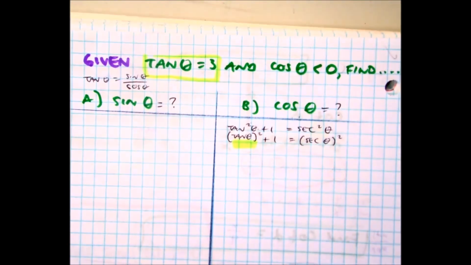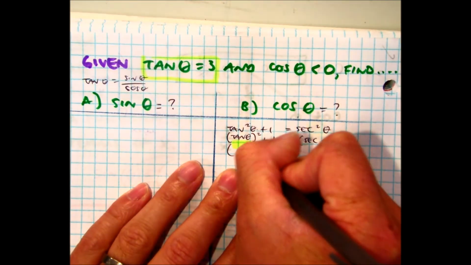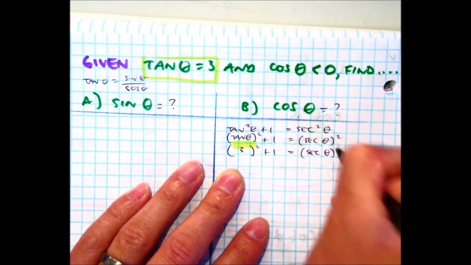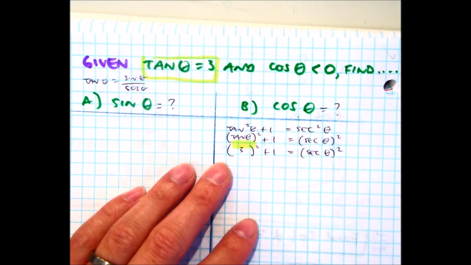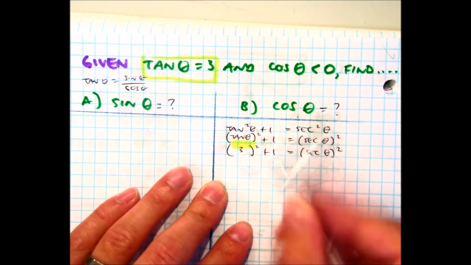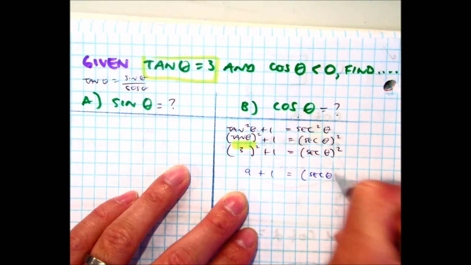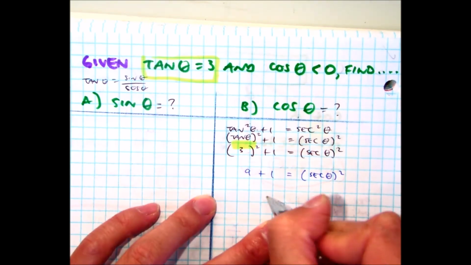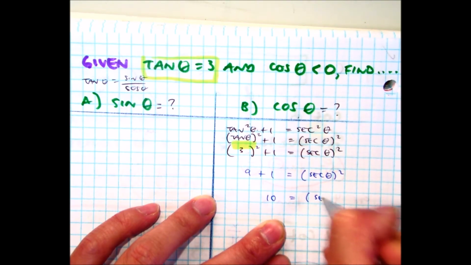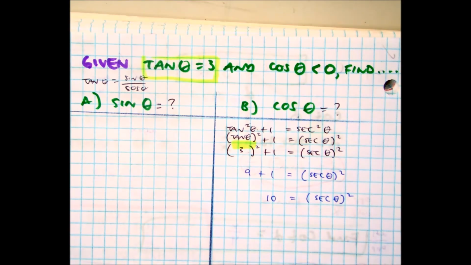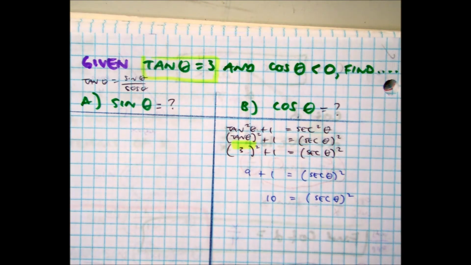And then I'm going to do a substitution for tangent. I'm going to put in 3 there. Let's simplify together. 3 squared is 9. And then 9 plus 1 is 10. Cosine, how do I get rid of the power of 2? So we're going to take the square root of both sides.